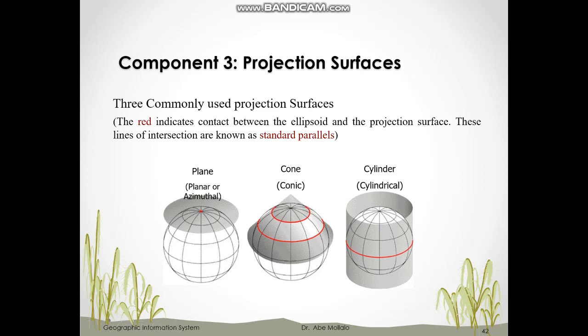The contact line between the projection surface and ellipsoid is often called a standard parallel. Okay, so these red lines are the contact of the cone and the ellipsoid, or here is the standard parallel. And the parallels are particularly important to the accuracy issue, which we will talk about in the next few slides.